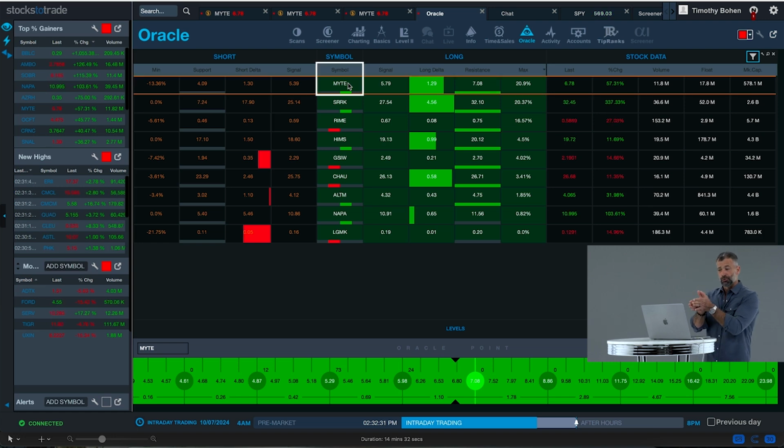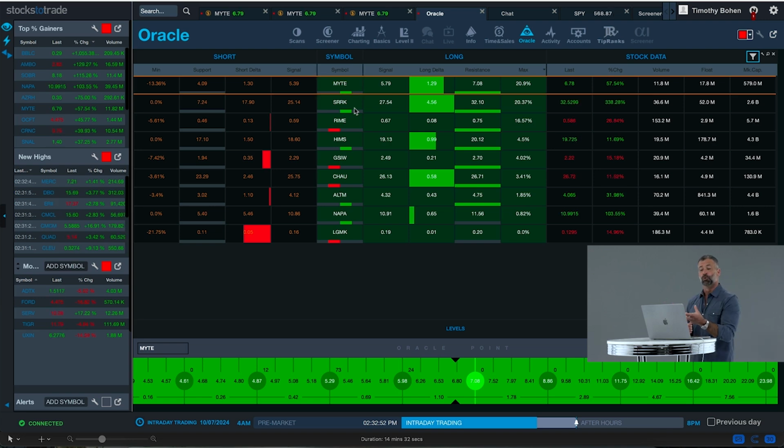So starting right under symbol, pretty obvious, MYTE, the symbol. That's pretty easy. Now underneath that, since the stock is highlighted in green, you know that it's a long opportunity. I've filtered out the short opportunities for the sake of the video, so you can see I've got 9 stocks that are potential longs, okay?